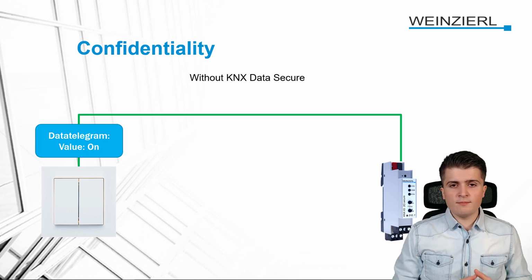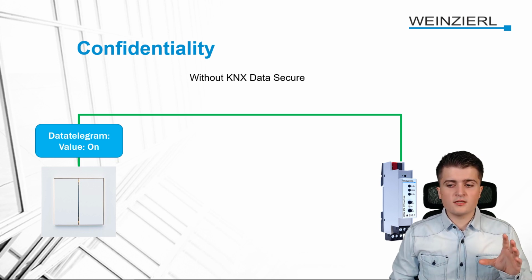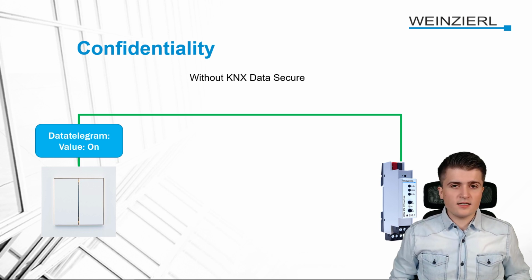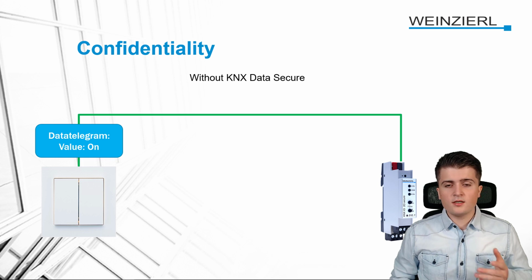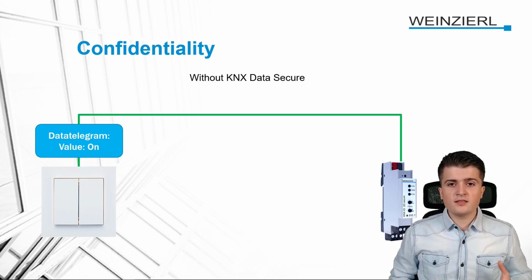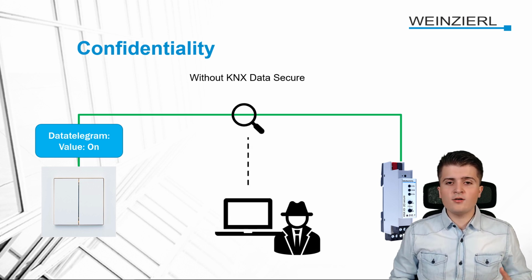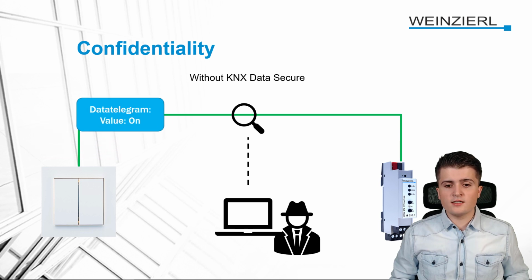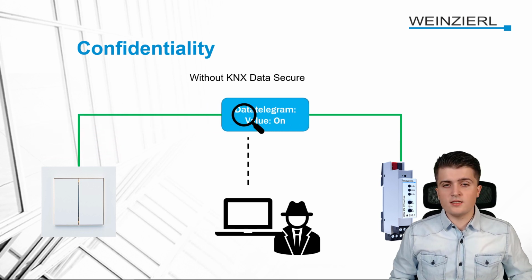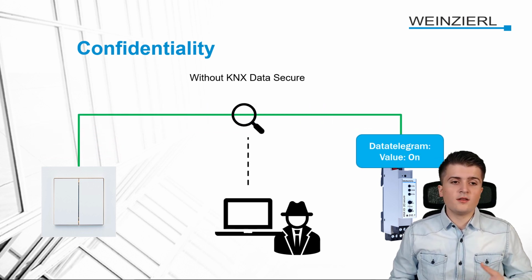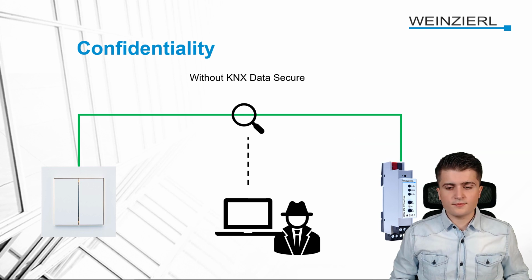Here we have a little example project with a push button sensor and a switching actuator. Without KNX Data Security, the push button sensor now will send its telegram onto the bus to the switching actuator, and an attacker which might connect to this twisted pair line is capable of reading out all of the information being sent in this telegram. So it can see the group address, the value, the physical address, etc.